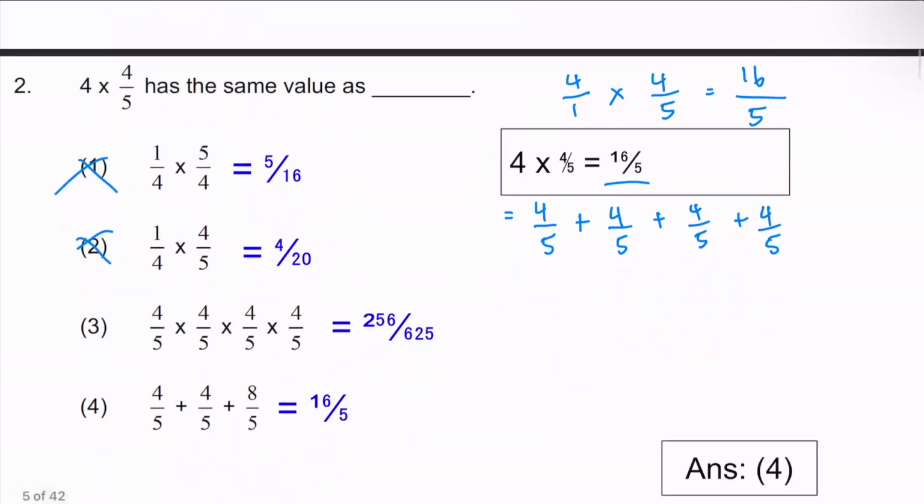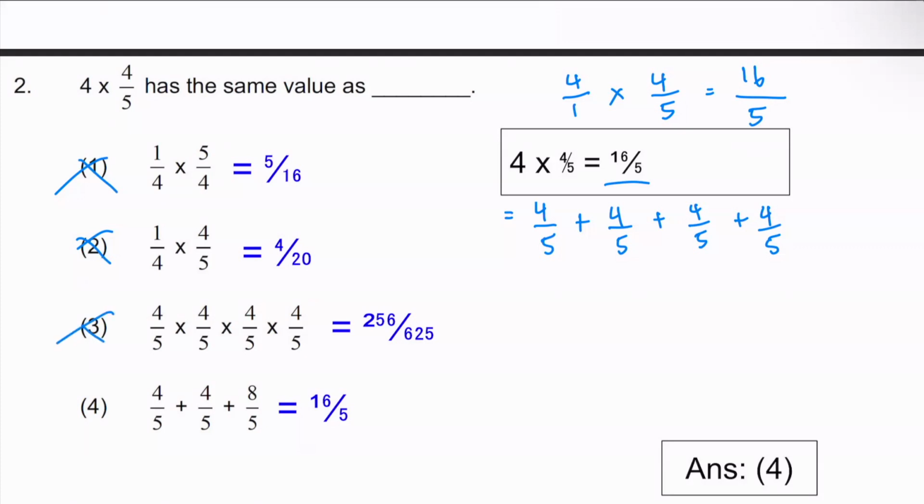Okay, let's look at option number 3. This is interesting. So option number 3 is saying 4 times 4 over 5 is equals to 4 over 5 times 4 over 5 times 4 over 5 times 4 over 5. So remember what I said? Okay, 4 times 4 over 5 is 4 over 5 plus, not times. When you times, you get a completely different answer, right? When you times 4 times 4 times 4 times 4 times 4, you get quite a large number. All right, 5 times 5 times 5 times 5, you get also quite a large number. So you know that definitely you can eliminate this out already.